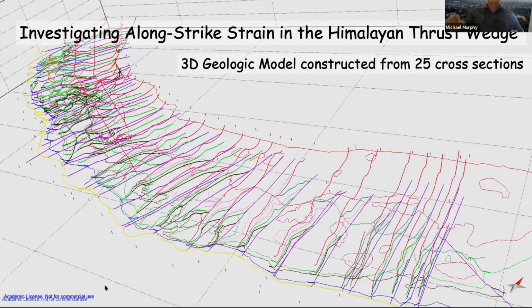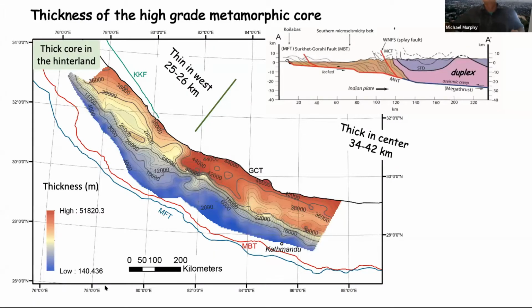And so what we're interested in, next slide, is to look at the total thickness. Our first goal with this model was to look at changes in the thickness of the thrust wedge along strike. So what you're looking at is the thickness of that thrust wedge that you've heard about in several other webinars. And this represents the thickness between the South Tibetan detachment at the top and the main Himalayan or megathrust at the bottom. And there's a couple of observations you can note here.